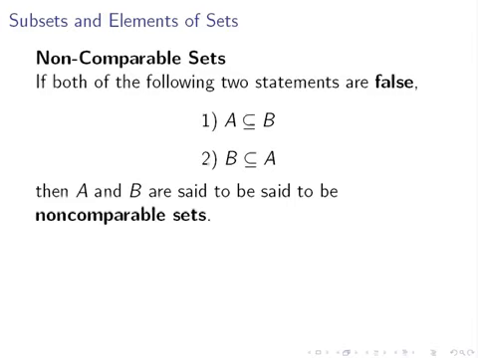Also, what we might have is non-comparable sets. If both of the following statements are false, A is a subset of B and B is a subset of A, then A and B are said to be non-comparable sets. Okay, so just a few extra definitions there: proper subsets, equivalent sets, and non-comparable sets. And that ends our presentation.